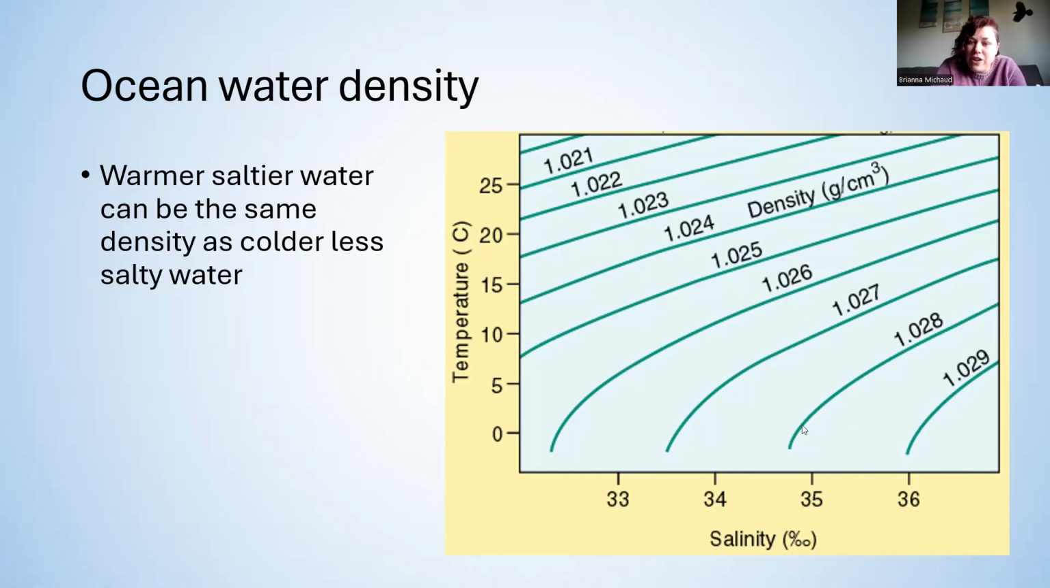Or if we're increasing temperature and increasing salinity, you can see that water that has a salinity of 36 parts per thousand and about 20 degrees Celsius will also have a density of 1.025. Or for example, if we have low salinity and high temperature, the density is 1.021. If we have low temperature, high salinity, the density is 1.029. So again, if it's higher salinity, lower temperature, it's higher density.